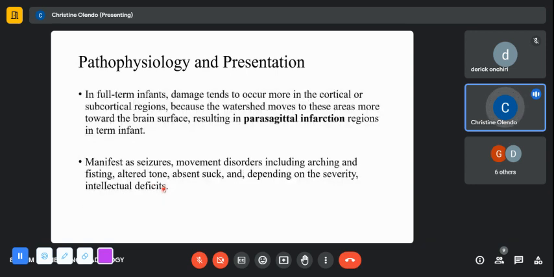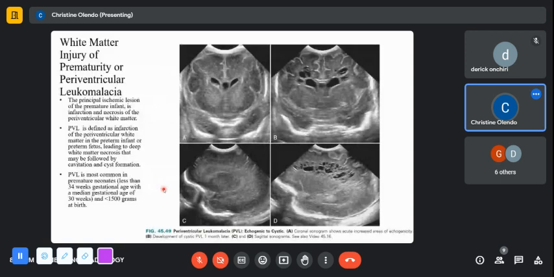In the full-term infant, the damage occurs in the more cortical and subcortical regions because the watershed area moves now to those areas of the brain. So you'll have more of a parasagittal infarction. This will manifest as seizures, movement disorders, including arching, fisting, poor tone, absent suck, and depending on the severity, intellectual deficits as well. So we'll go through white matter injury of prematurity, also called periventricular leukomalacia.